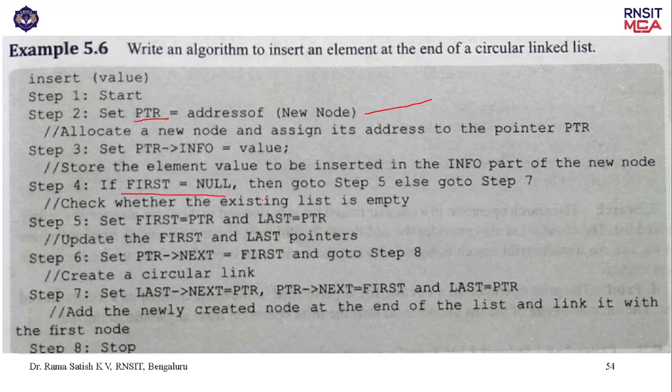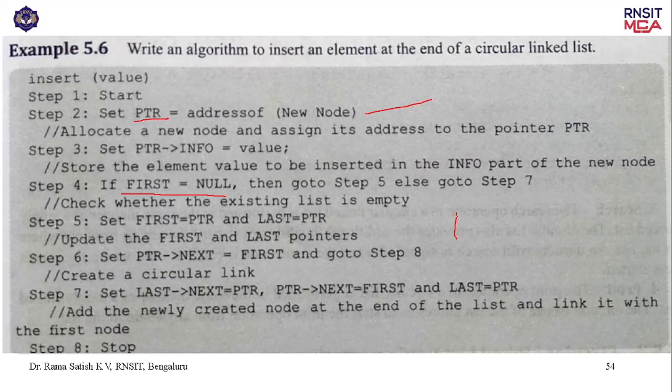So there is no element in the linked list. In that case, what happens? This is the first element, and it will automatically be moved on to step 5. So PTR is first, which is equal to PTR, and last is equal to PTR. PTR's next is equal to first.